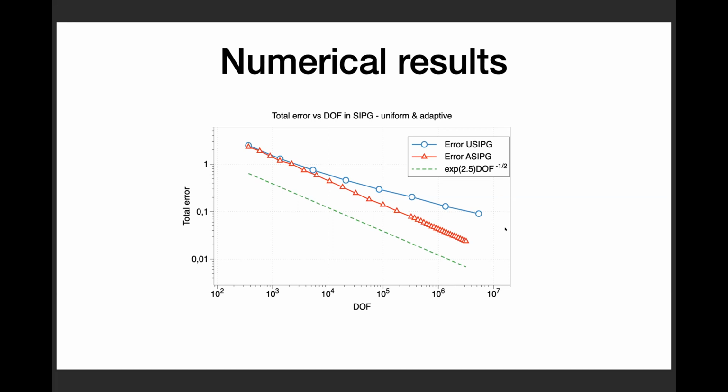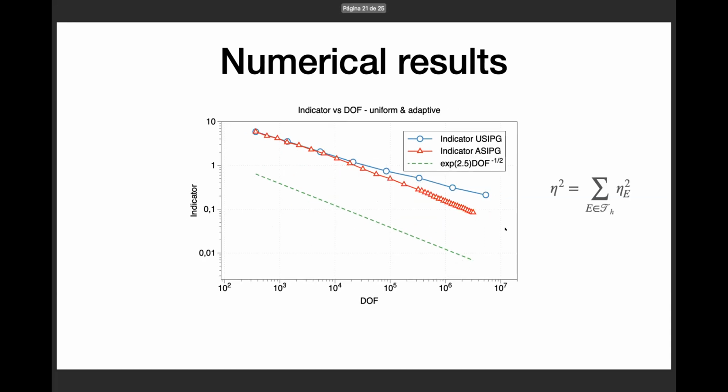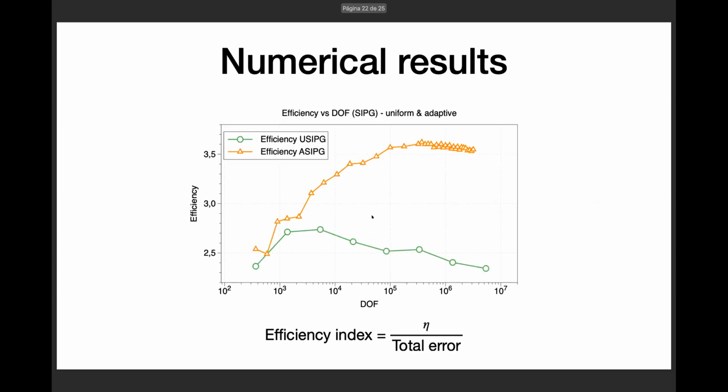We also look at the behavior for the velocity and the pressure. So we have similar behavior, and we also plotted the indicator versus the degrees of freedom. And finally, we plotted the efficiency index, which is defined as the a posteriori error indicator over the total error. And for the adaptive algorithm, we can see that it approaches values without oscillations. According to the theory, it should be bounded. The optimal value would be 1, but in this case, the results are pretty good.